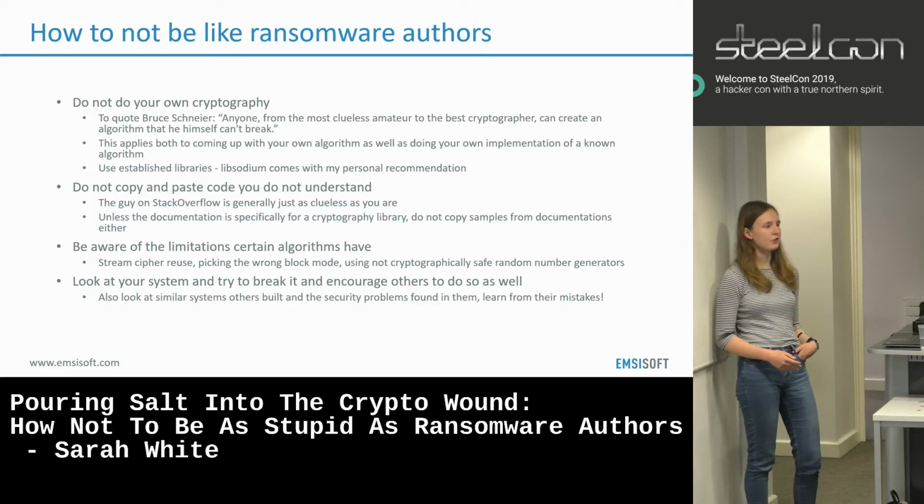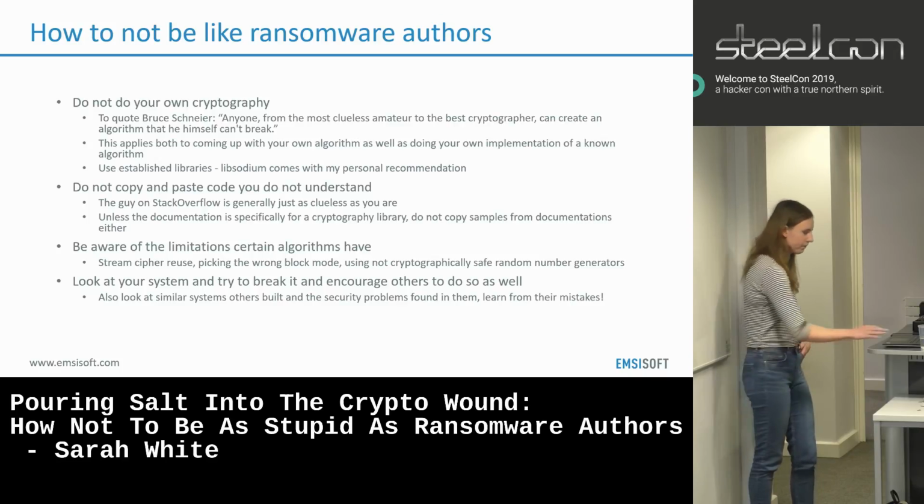Be aware of the limitations of algorithms that you use. If you're using a stream cipher, don't reuse the same keys or you'll end up with big issues. Using a block cipher, make sure you're using an appropriate block mode. Generating your own keys, make sure you use a good source of randomness. And finally, try and break systems that you come up with and encourage others to as well. Look at similar systems to yours, see what they use, see what security issues they encountered, and try and learn from that. It's cheaper to learn from other people's mistakes than to have to deal with the issues when you've made your own.